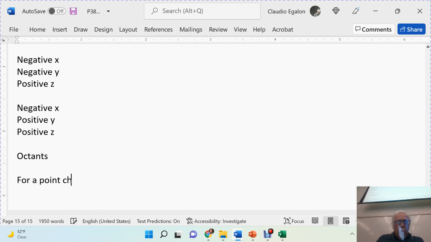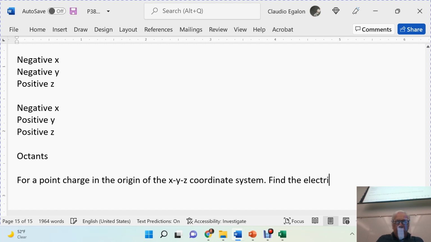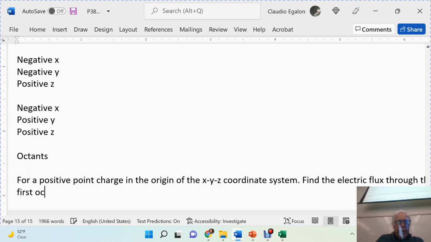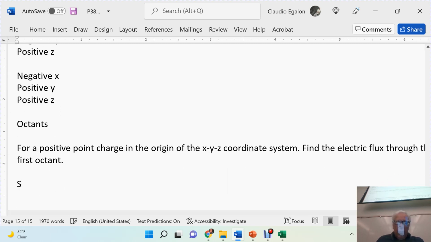For a point charge at the origin of the x, y, z coordinate system, find the electric flux, and for a positive point charge, find the electric flux through the first octant. Here you go. Solution.